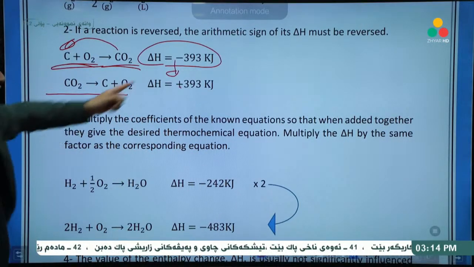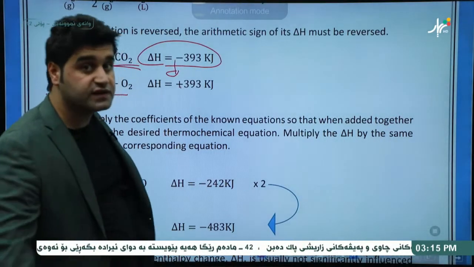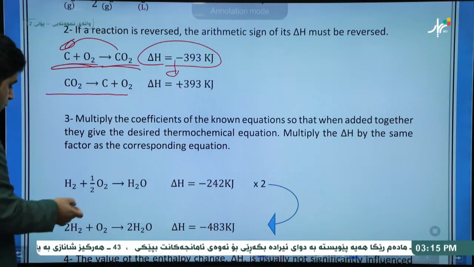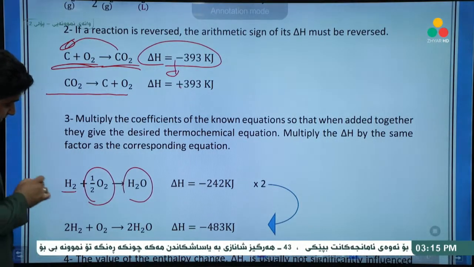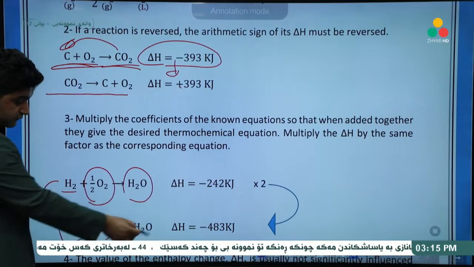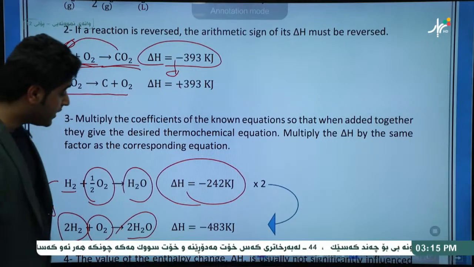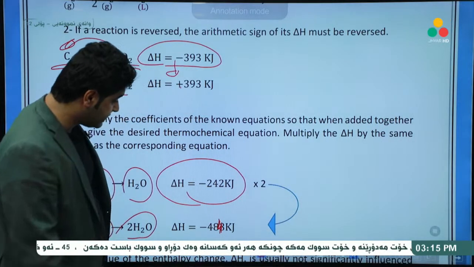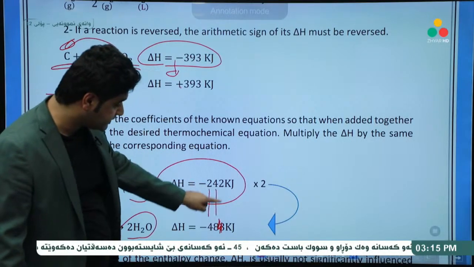Multiplying the reaction by any number, the value of delta H must be multiplied by the same number. Dividing the reaction by any number, the value of delta H must be divided by the same number. Look, H2 plus half O2 gas forming H2O. But let's multiply this reaction by 2: 2H2 plus O2 forming 2H2O. So the delta H must be multiplied by 2. It's very simple. We can see that 242 times 2 will be 484.